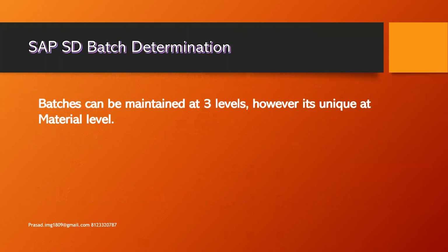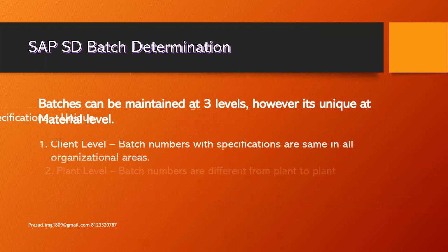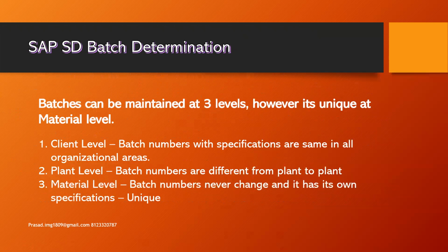Batches can be maintained at 3 levels. However, it is unique at material level, which we are going to see. If we maintain the batches at client level, the batch numbers with specifications are the same in all the organizational areas. If you maintain the batch numbers at plant level, they are different from plant to plant. Hence, the material level batch numbers never change, they have their own specification and are unique in nature. Hence, we always maintain batches at material level, which are unique in nature.